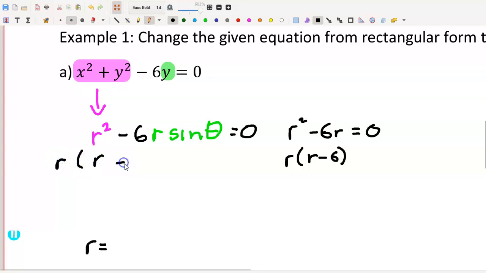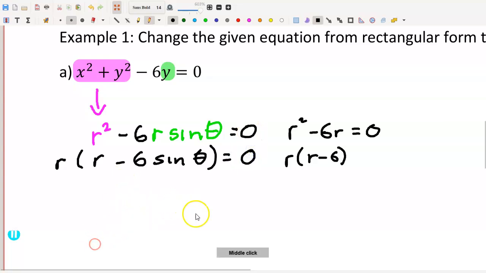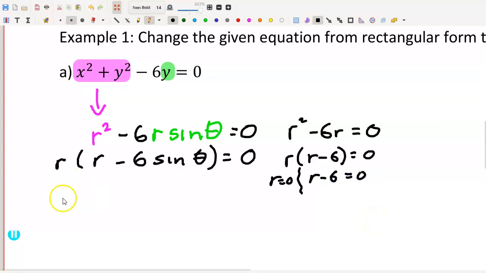Don't overthink it. r times (r minus 6 sine theta) equals 0. Just like we did here. And then we usually broke this up into two parts, like here: r equals 0, r minus 6 equals 0, and we solve them. So we'll do the same thing here.